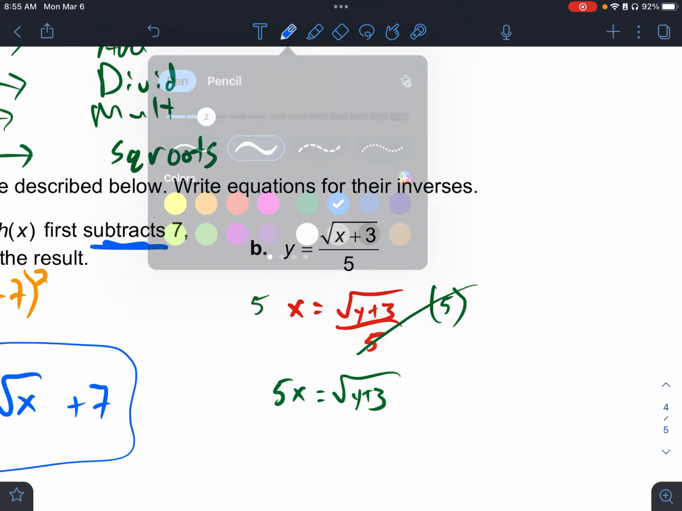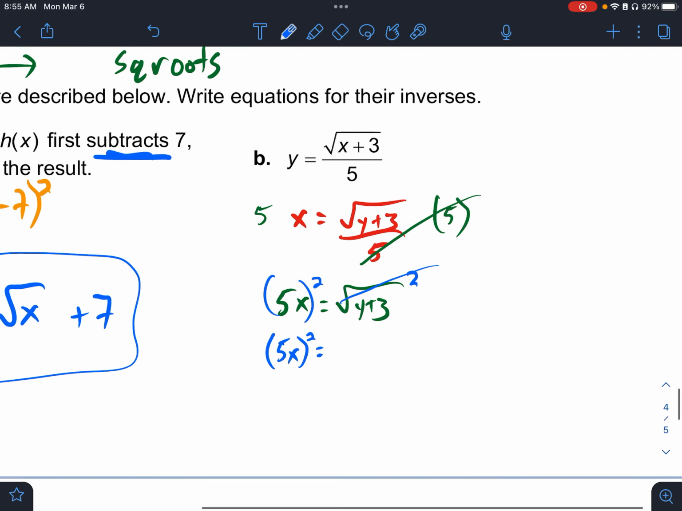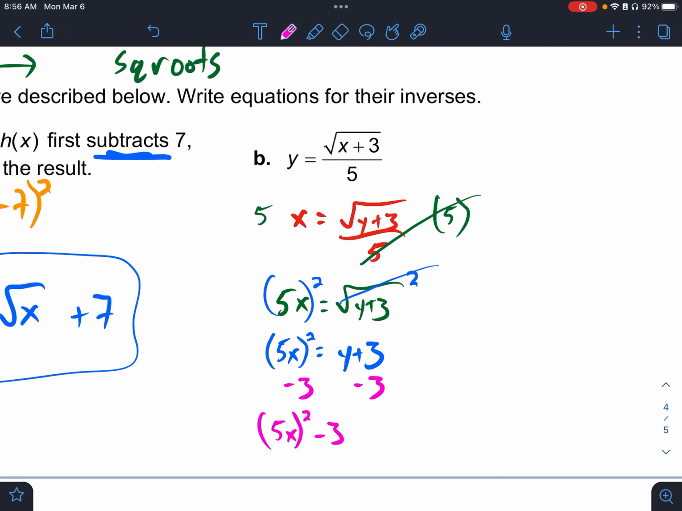Undo the square root with its inverse: square both sides. Careful, put parentheses around that. So we have parentheses 5x squared equals y plus 3, and lastly subtract 3. And I get (5x) all of that squared, minus 3, is equal to y. And that is the inverse of those.